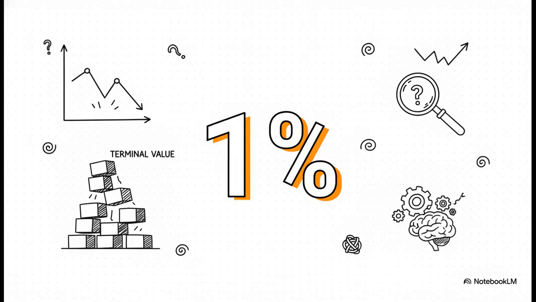I want to leave you with this final number: 1. Just a 1% error. Because a perpetuity formula calculates cash flows growing at a constant rate forever, the terminal value often accounts for the vast majority of a company's total valuation. So if your assumption for long-term growth is off by just 1%, like say you assume a media company is going to grow with the economy when it's actually shrinking, that single tiny error will wildly skew your entire model.